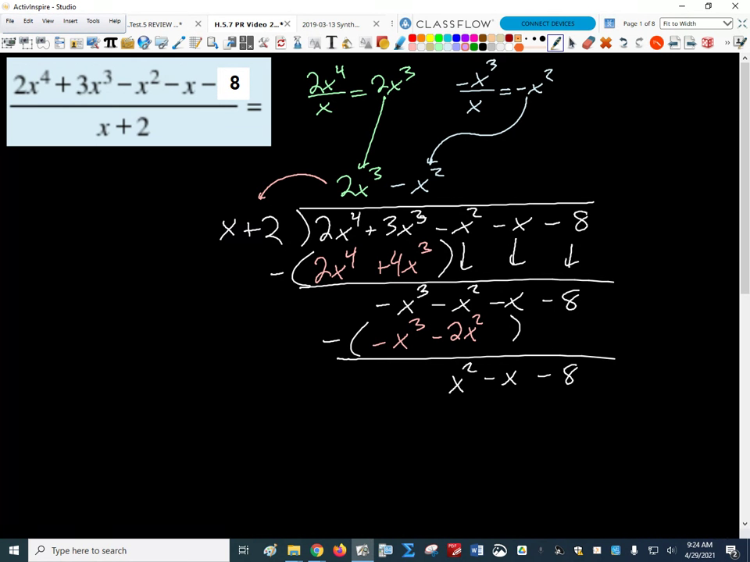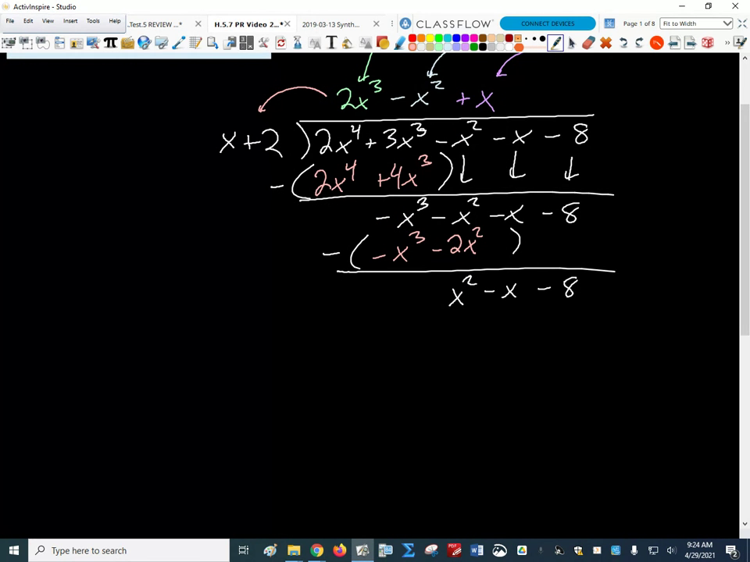Okay, so the next term we get, leading term inside, x squared divided by x equals x. So I get a plus x. Got a new term in my answer, so I distribute again. If I distribute the x, I get x squared plus 2x. Subtract vertically. First terms cancel. Negative x minus 2x is negative 3x. Bring down the minus 8.